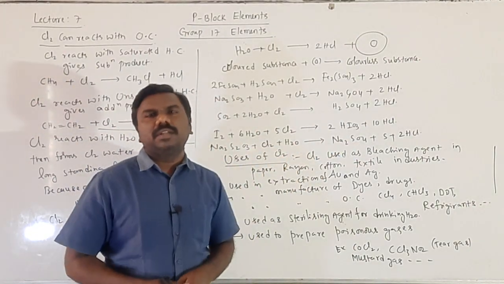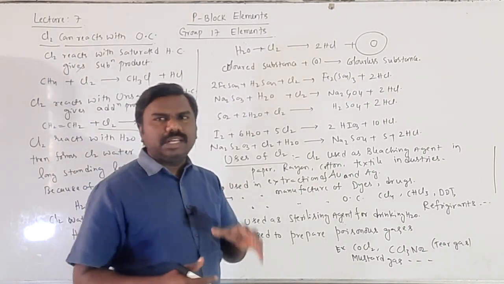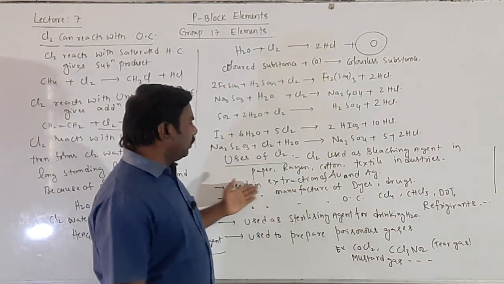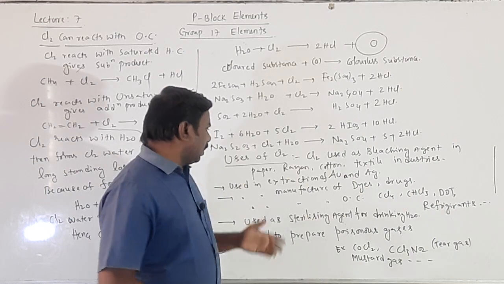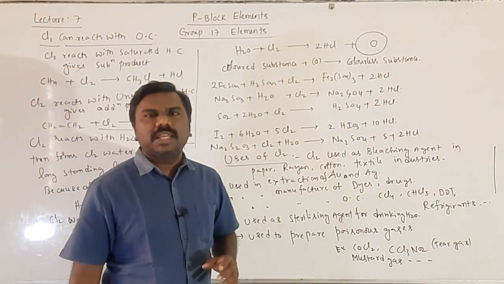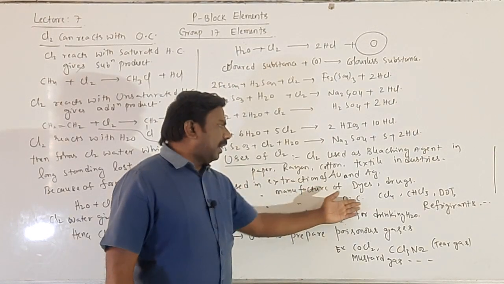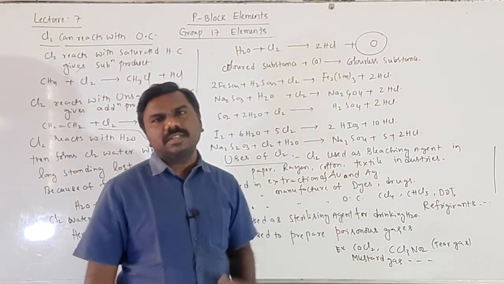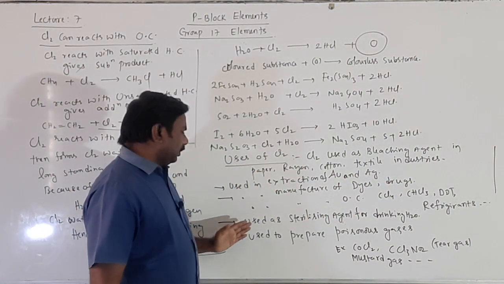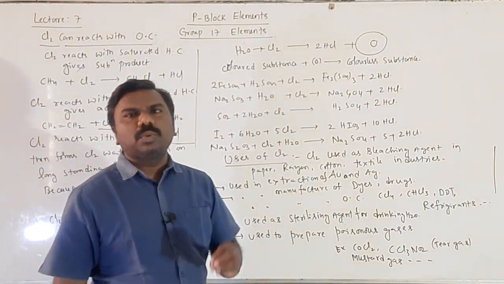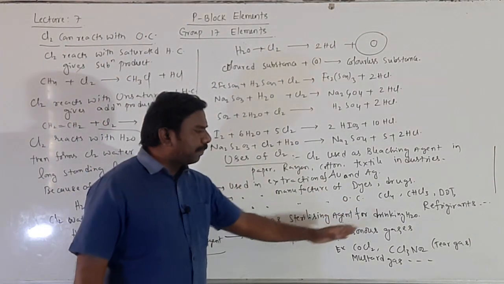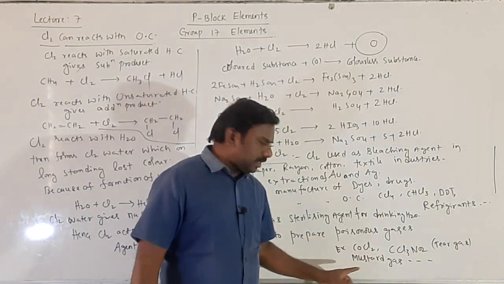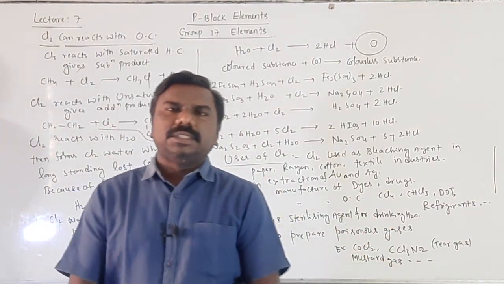And uses of chlorine. Chlorine is used as a bleaching agent for cleaning paper, rayon, cotton and textiles. Used in the extraction of gold and silver. Used in the manufacture of many compounds like drugs, dyes and organic compounds like CCl4, CHCl3, DDT, refrigerants, many chemicals we can prepare. And used as a sterilizing agent, it means to clean the water. Used to prepare poisonous gases like phosgene, tear gas and mustard gas, etc. This is about chlorine.